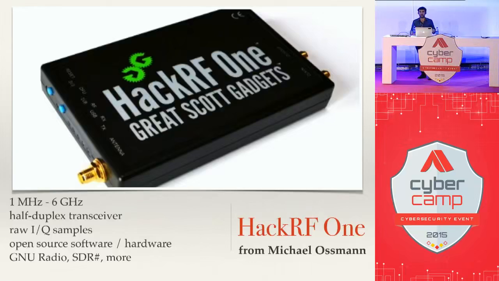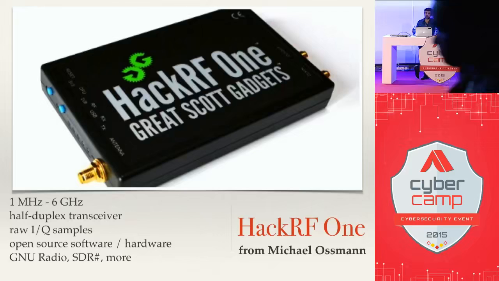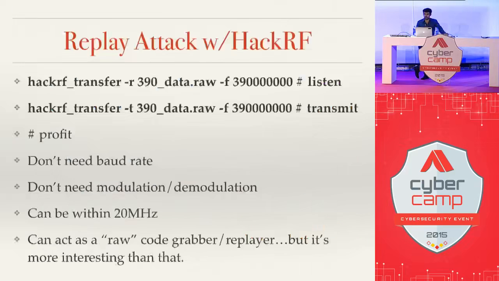And what that means is you can basically get full raw radio communication. In quadrature, you can get not only amplitude and frequency, but also phase. So you can do anything with that raw data. It's also entirely open source, open hardware, and it works with GNU Radio. Doing something like a replay attack is super simple. I mean, a replay attack is probably the most basic of the attacks, but it's literally you can run a command to actually listen to, let's say this is 390 megahertz, and then to replay it, to transmit it.